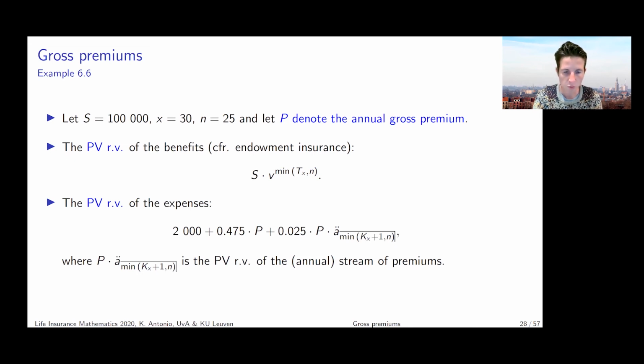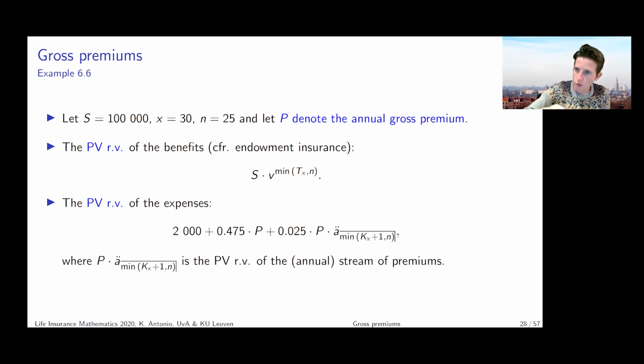And now what you see over here is a trick that we already applied earlier on. So instead of saying I'm going to take 0.5 times P, and then I'm going to take 0.025 P from time 1 on, right? So from the second year on. What I'm going to do is I'm going to charge 2.5% of P throughout the whole duration of my contract.